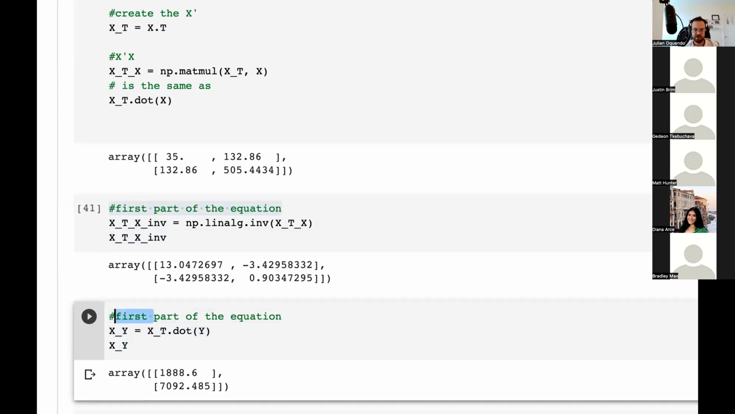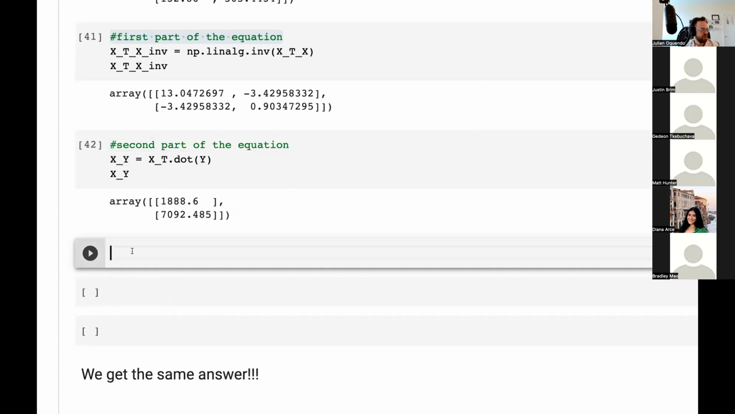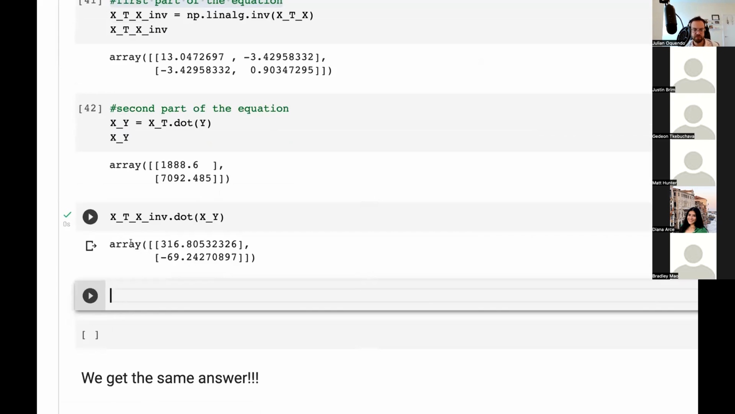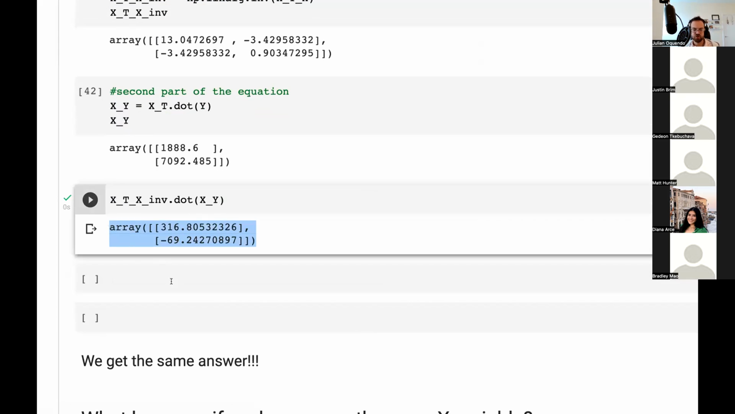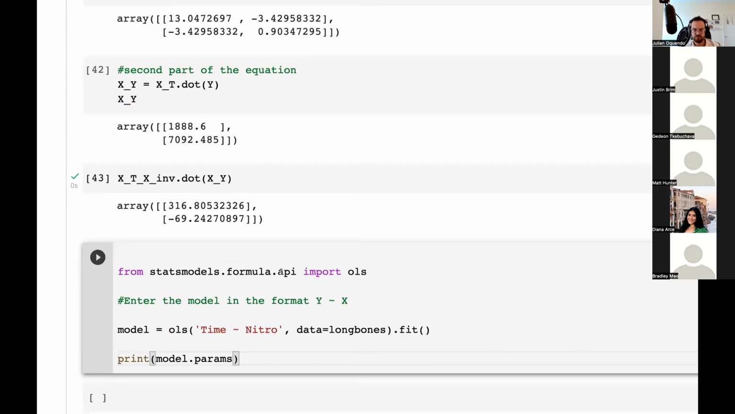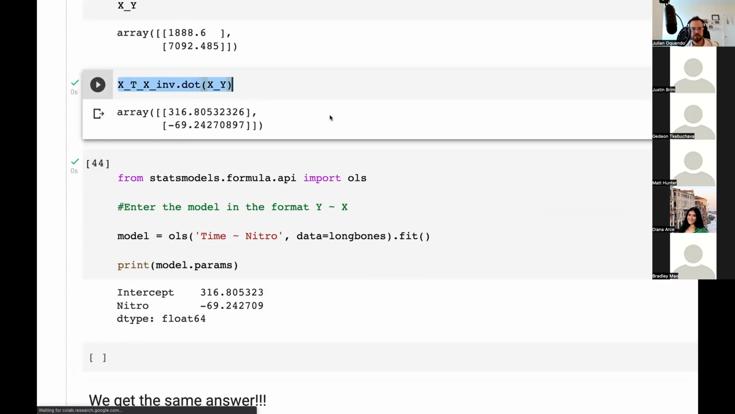Then the second part of the equation. Finally, my results would be simply my X transpose X inverse, the dot product of X, Y. These numbers should look fairly familiar. I'll quickly take my notes from the last class where we built our model and the params, and you'll see the exact same results.